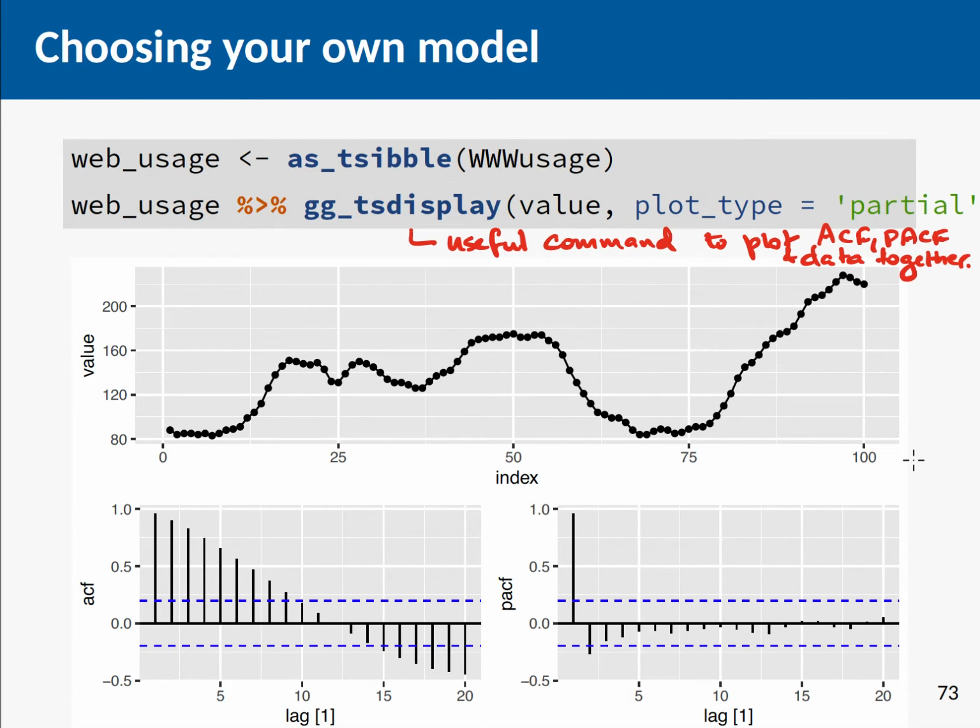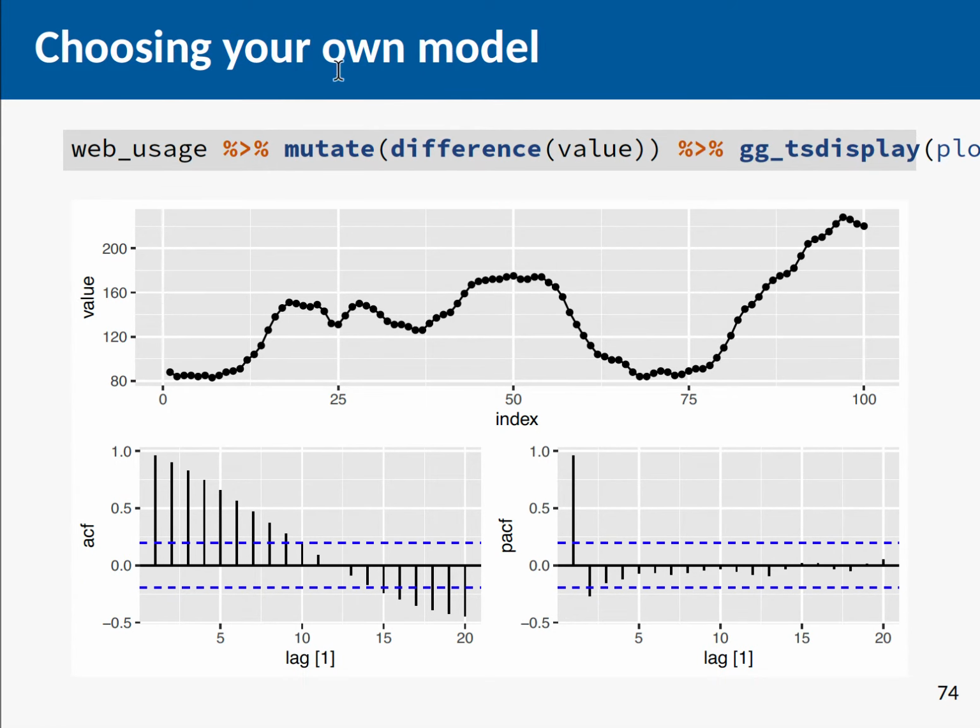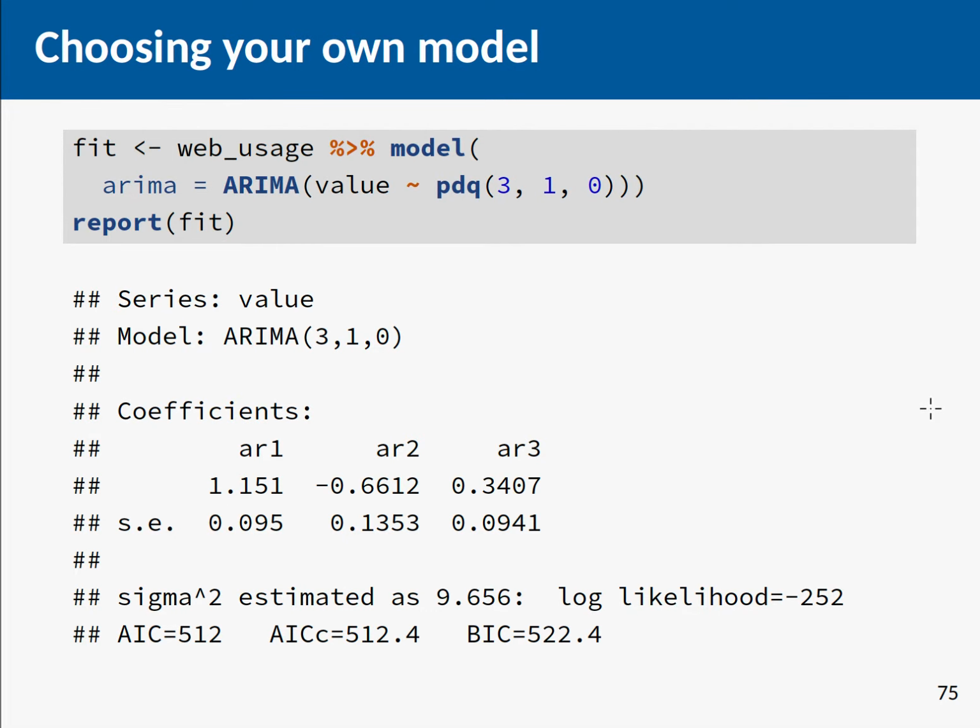What we could do is also mutate this data and take a look at the differenced time series. So here we are looking at the difference in the value of the web usage, which again is showing a sine wave pattern. This time it's showing you 2 clear partial autocorrelations that are significant. Okay, but for the sake of it, we can take a look at 3.